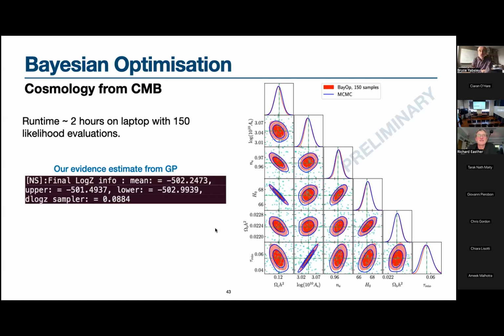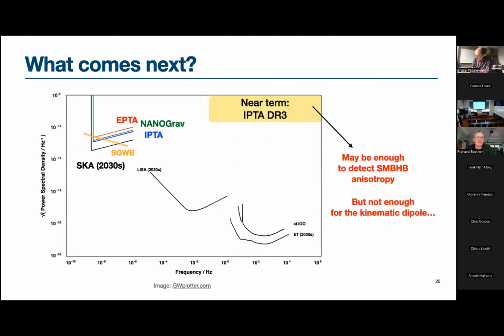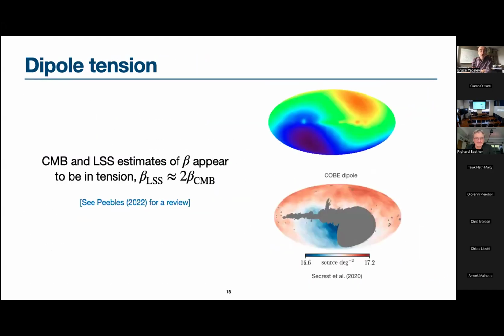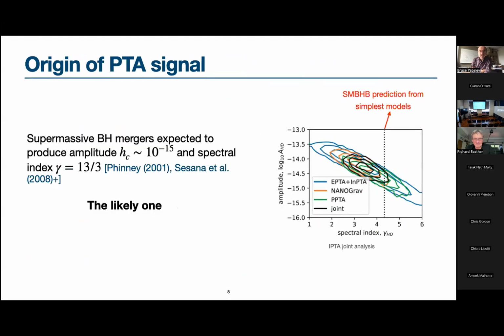I had a question about the first half of the talk. You mentioned quite early that supermassive black hole mergers look consistent as the origin of this signal. Can you tell me about the role of uncertain parameters of the history in that assessment?